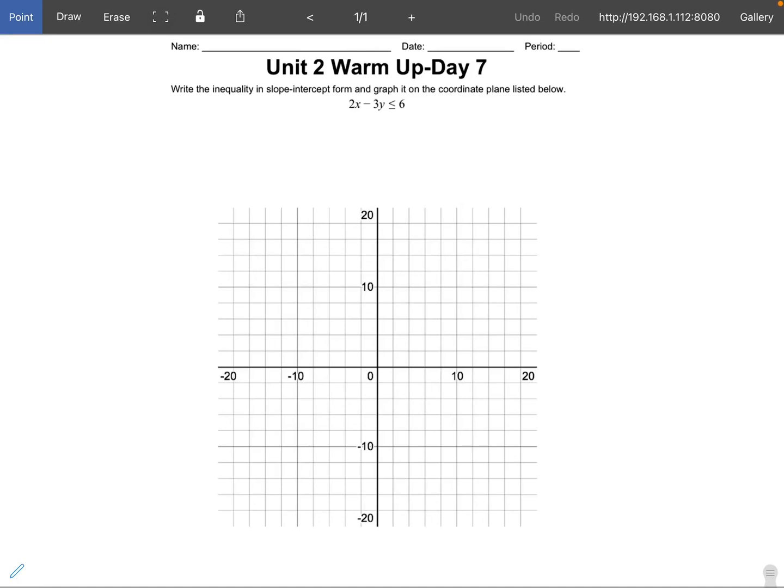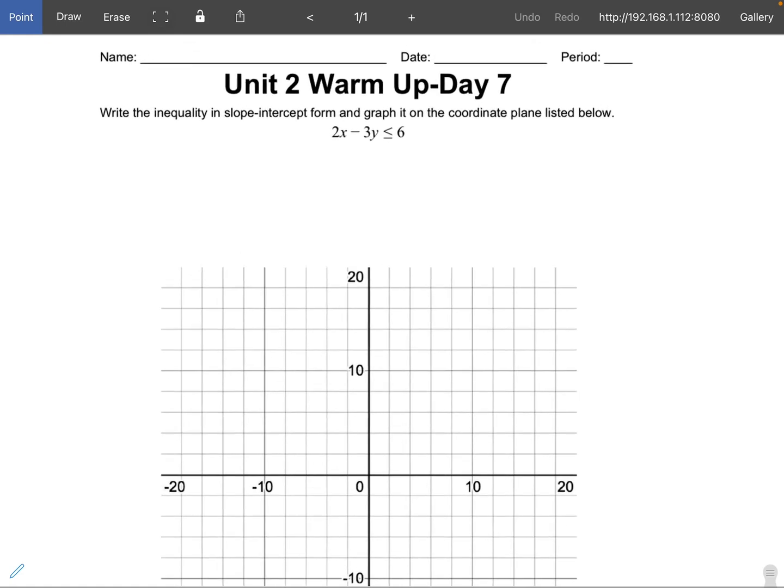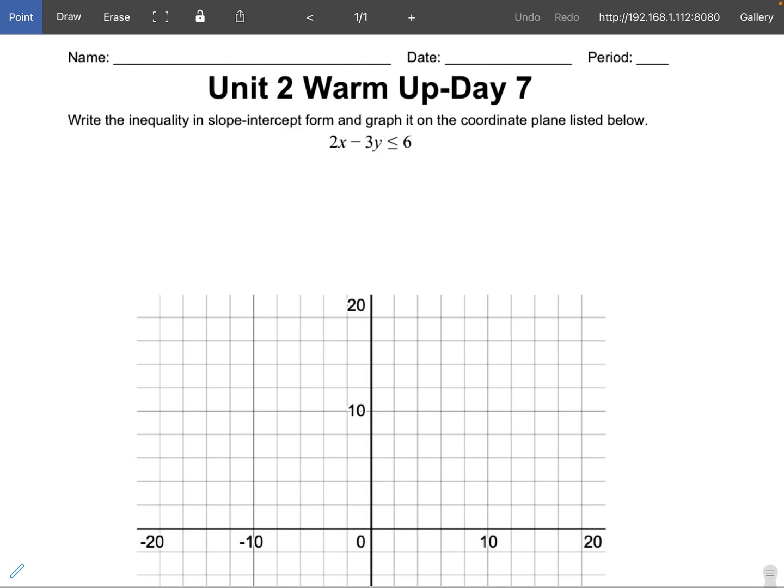Alright, so for today we are going to cover our last section in Unit 2. So we're going to start with our warm-up, which is to graph an inequality, just a single inequality. For me this says Unit 2, warm-up day number 7. Yours might say day 6.